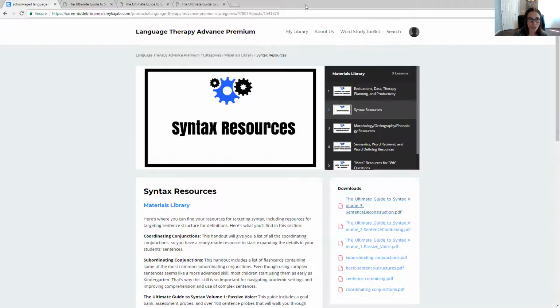So again, this is in your featured trainings in the modules that will target syntax, but you can also go ahead and download them right away in your materials library and get started if you've got those students who just really need that intense work on syntax.